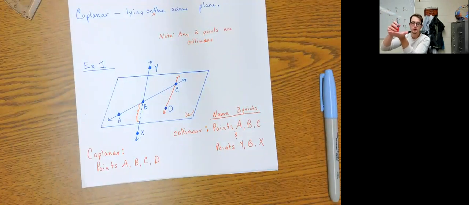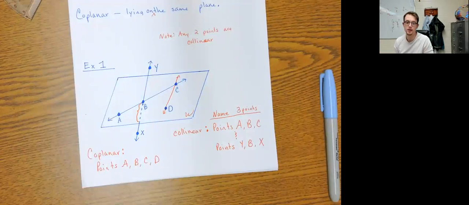Now B is, because I've been drawing it on here, I got little red dots. B is on the plane. But Y is up here, and X, when it comes out the bottom, is down here. I don't know if you can see that.